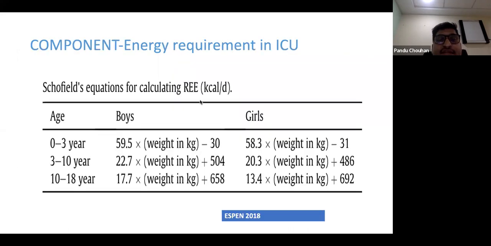When it comes to infants and children, we have to calculate the energy requirement in the ICU, because overnutrition is also detrimental in intensive care. So the resting energy estimation can be calculated on the basis of the Schofield equation. This is the equation required for the resting energy estimation. For stable patients, we have to give the resting energy estimation, plus we have to add the energy estimation for daily activity as well.